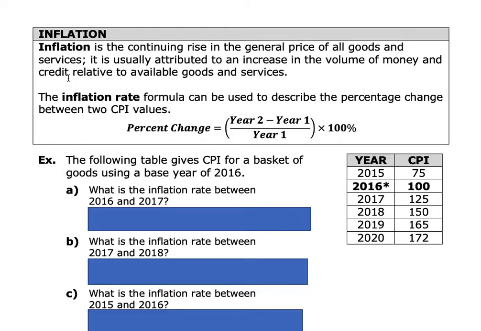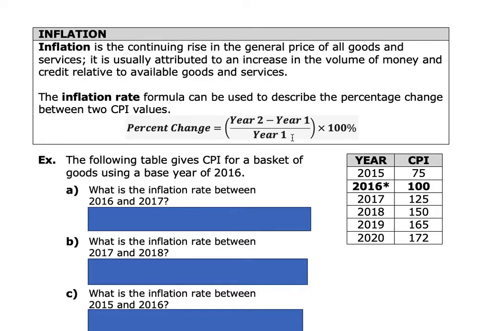And then people are more likely to purchase items, which means that we can turn up the prices because people will be able to afford them. And then this causes all prices to generally increase when there's more money. So the inflation rate formula can be used to describe the percentage change between two CPI values. So between 2 years. And if we think of percentage change as year 2 minus year 1, divided by year 1 times 100, this numerator, year 2 minus year 1, is the change in the score.